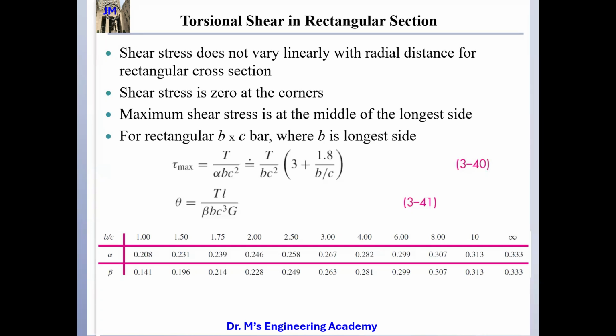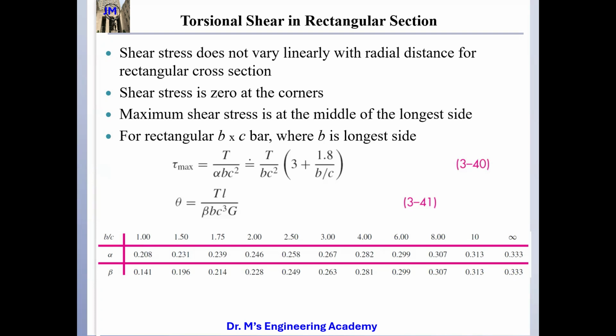Shear stress does not vary linearly with radial distance in a rectangular cross section. Shear stress is still zero at the corners. The maximum shear stress is at the middle of the longest side. For a rectangle, B is the base and C is the height, and B is the longest side. So this tau can be approximated using this one, and theta, the twisting angle, can be approximated using this one.